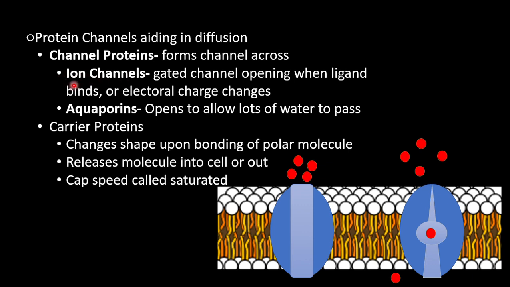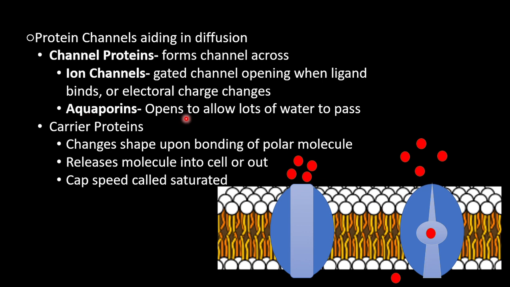For channel proteins, there are two examples: ion channels. These are gated channels. This gap right here is closed before a ligand binds, and when a ligand or signaling molecule binds to the receptor, the channel opens up, allowing the molecules to pass through. Some ion channels open in response to charge differences. If the outside charge is different from the inside charge of the cell, then these channels will open up. Okay, aquaporins.